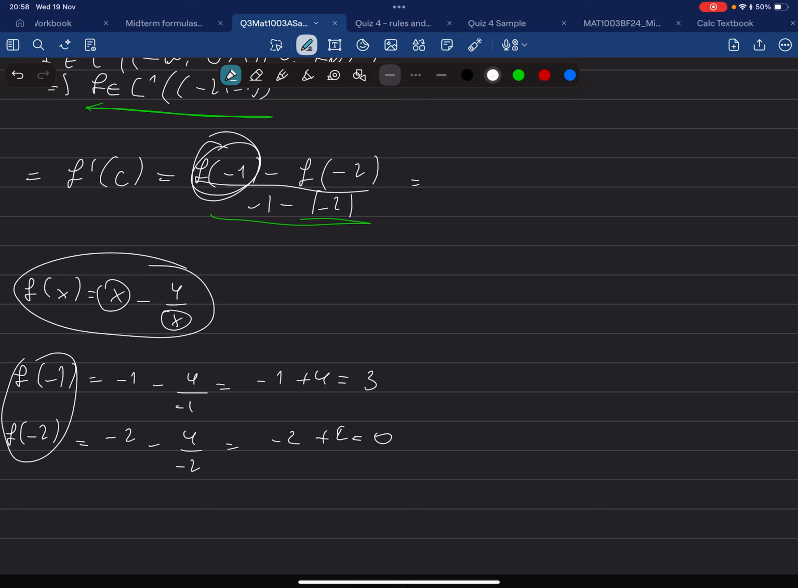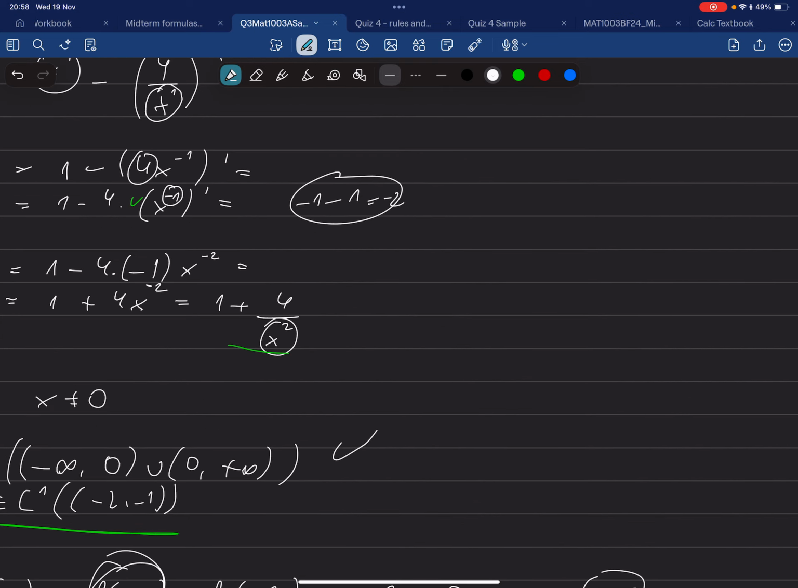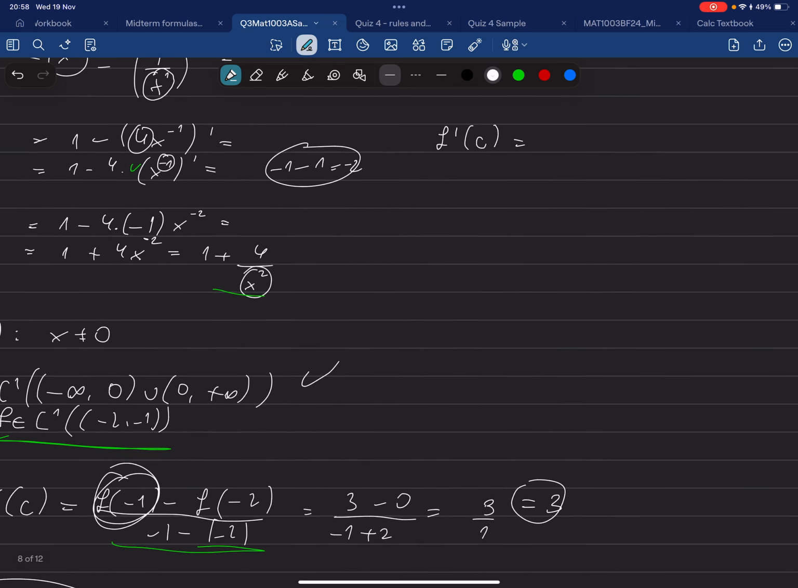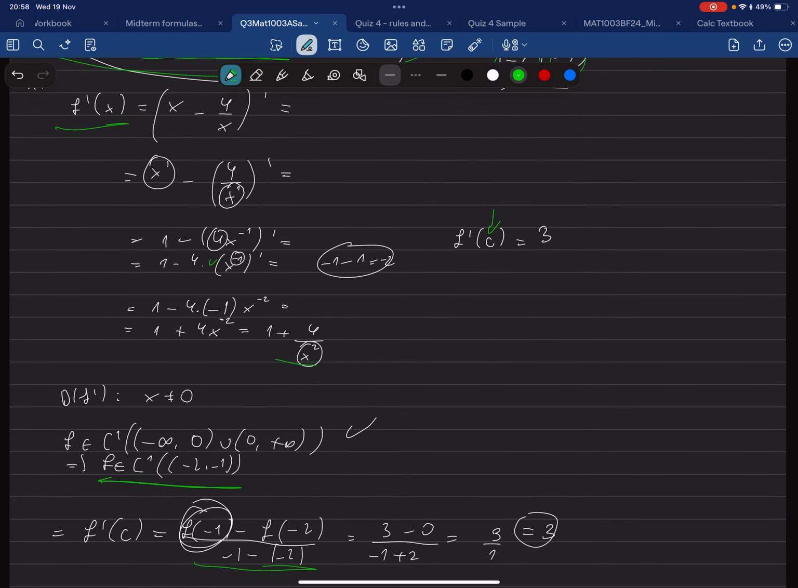So f of -1, I just found that it's 3. F of -2, I just found it's 0. Over -1, minus and minus gives me a plus 2. So that's 3 over 1, which is 3. So what I just found is that f prime of some point c is equal to 3. And I need to find what that c is. Is it 1? Is it 10? Is it minus a million? I don't know. Okay. Now, how do I find this?